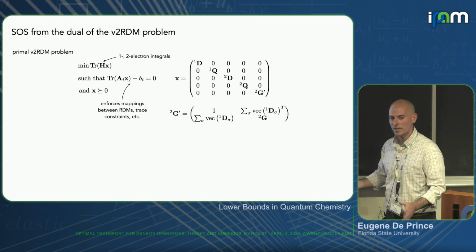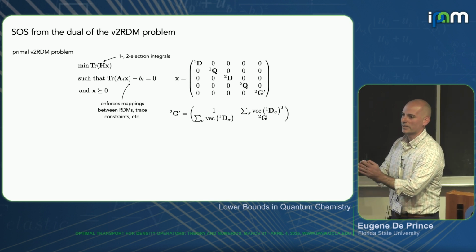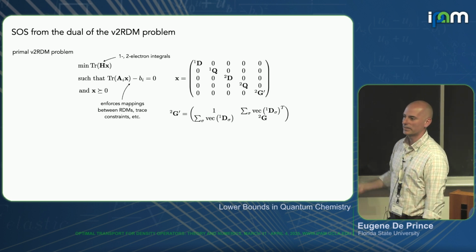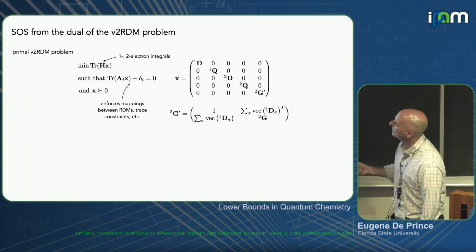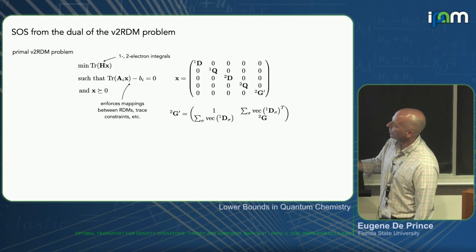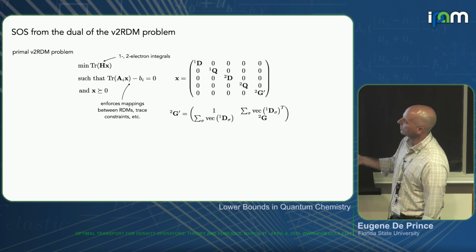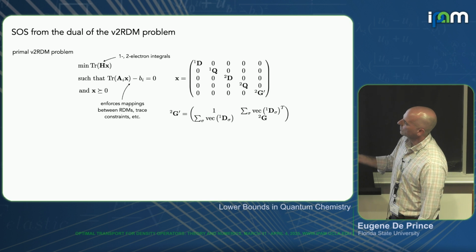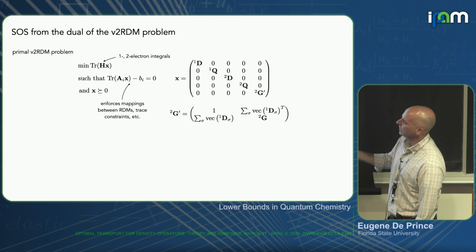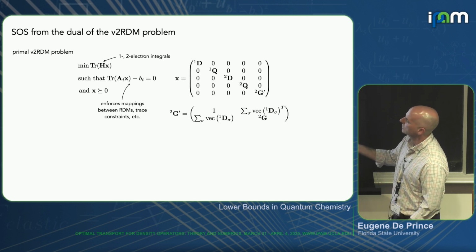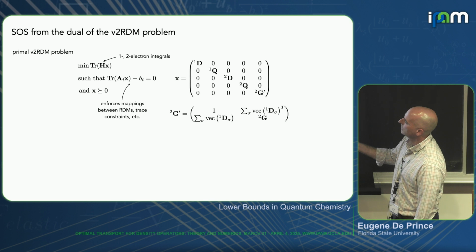So this is where I am not a mathematician, so I tried. I'm going to try my best to outline these algorithms in a way that you will not get mad at me. So the primal form of the V2RDM problem, which is what I started talking about, is I want to minimize the trace of some Hamiltonian against my solution vector. And this Hamiltonian just contains my 1 and 2 electron integrals. And my solution is this block diagonal matrix that contains different density matrices. One-body density matrices, two-body density matrices.